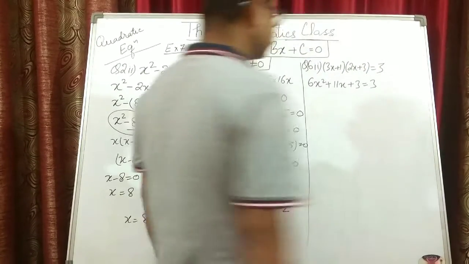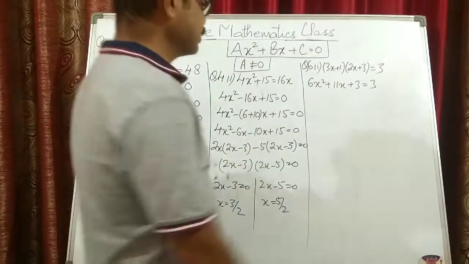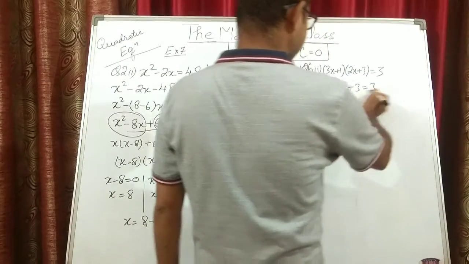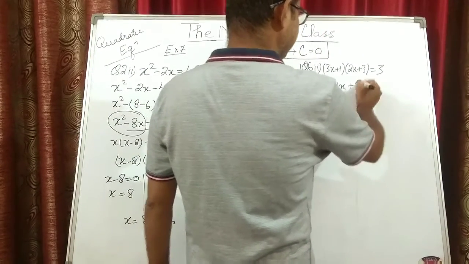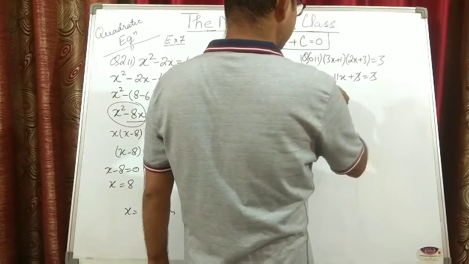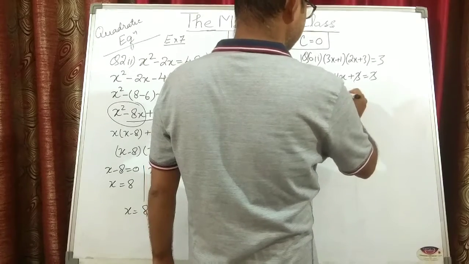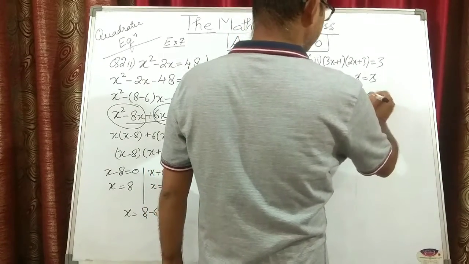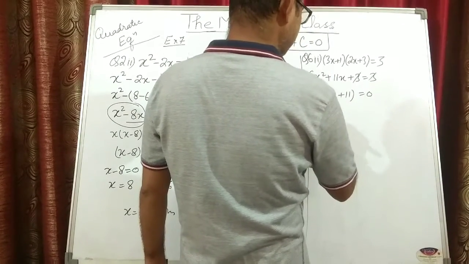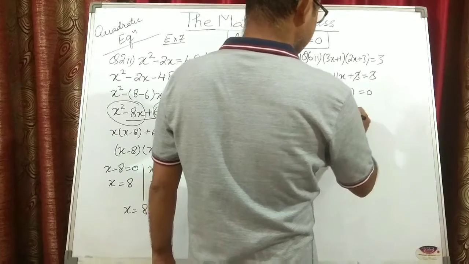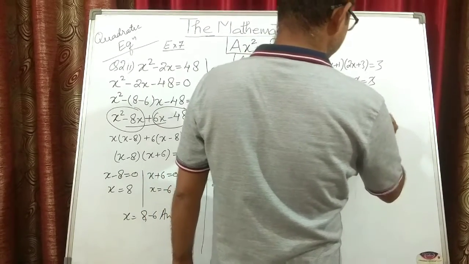3. Now in this you can see this side is also 3 and this side is also 3, so 3 and 3 cancel. You take x common. What is left? 6x plus 11 is equal to 0. So either x will be equal to 0 or 6x plus 11 is equal to 0.